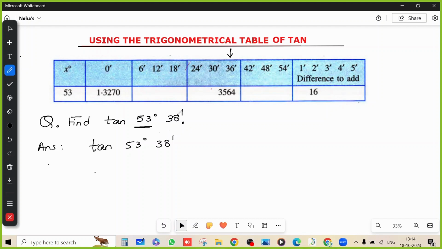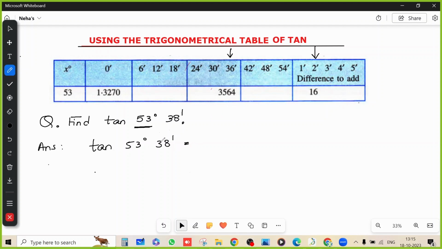That is, 38 minute is not there, so we will go for 36 minute. And now we will find the difference between 38 minute and 36 minute, which is 2 minute here. So we will add the value that is given below the 2 minute. Now please remember that the values that are given here are not written in decimal form, but when we are going to use the values we have to add them in decimal form. So there are 4 digits in the numbers.